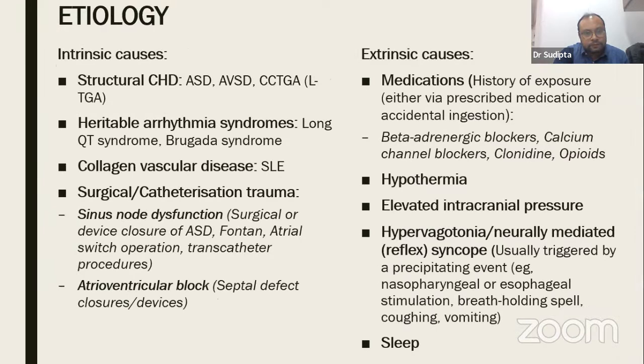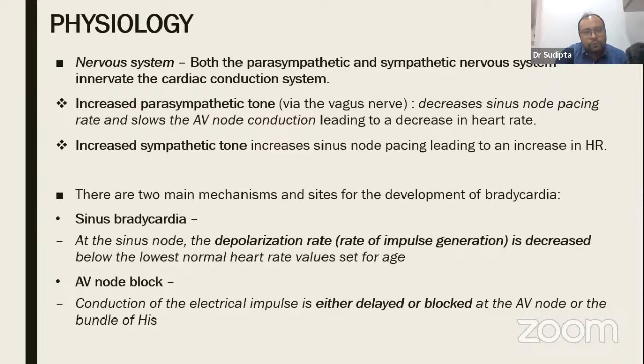So the physiology involves the nervous system. Both the parasympathetic and the sympathetic nervous system innervate the cardiac conduction system, and the increased parasympathetic tone causes a decrease in heart rate, while the increased sympathetic tone leads to an increase in the heart rate.